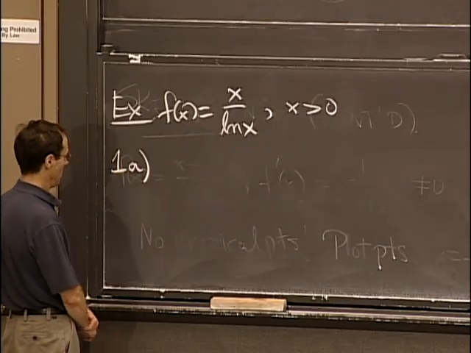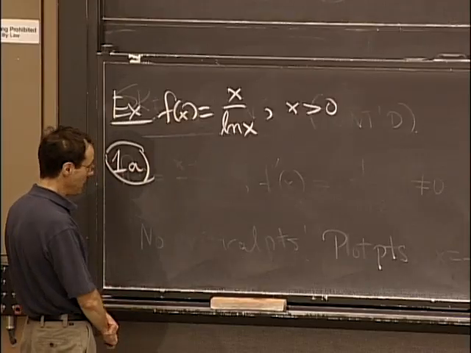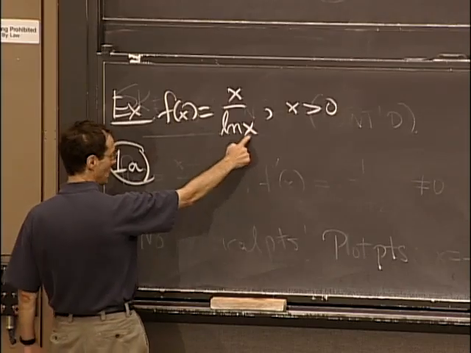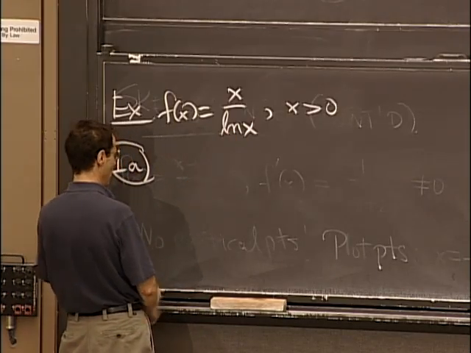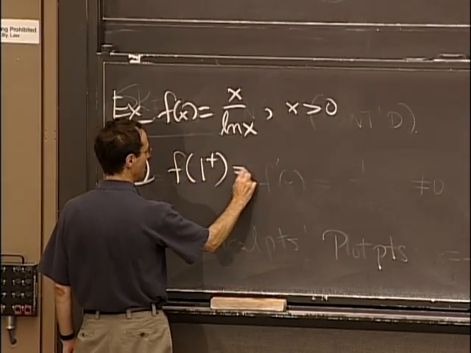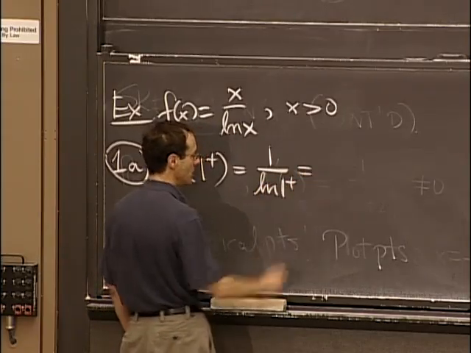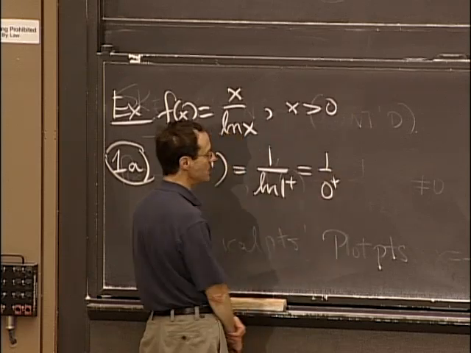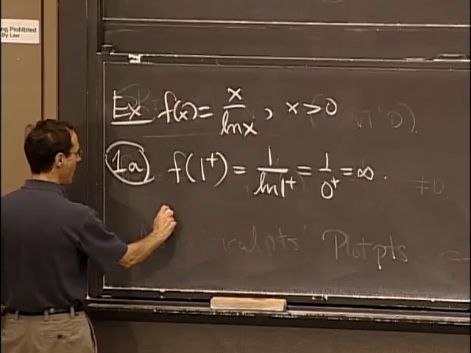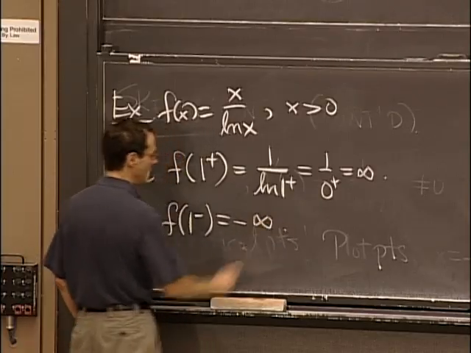So the first part is to find the singularities, that is the places where f is infinite. And that's when the logarithm, the denominator, vanishes. So that's f of 1 plus, if you like. So that's 1 divided by log of 1 plus, which is 1 over 0 with a little bit of positiveness to it, which is infinity. And second, we do it the other way, and not surprisingly, this comes out to be negative infinity.